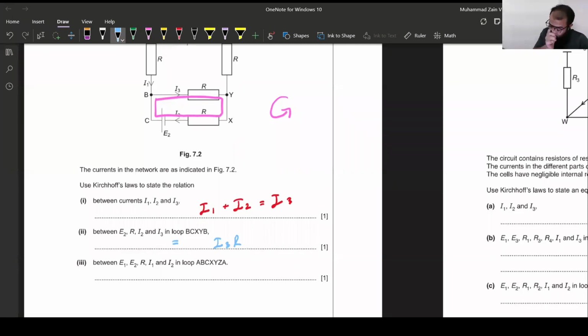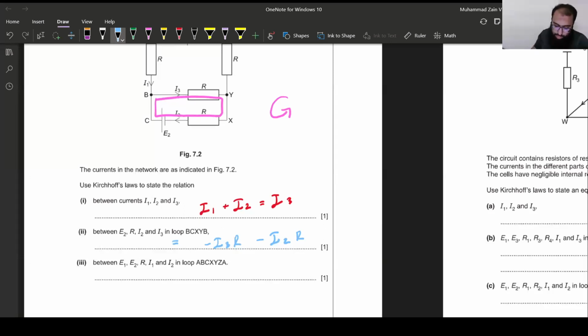I3R. And since this direction of I3 is opposite to my convention, I've taken counterclockwise currents as positive, and this is clockwise, so I write a minus sign to this. So minus I3R. That's what I get. And then I come to the next part, which is the current beneath this. And again, the current is opposite to my convention. So I write I2R. So that's what I do.